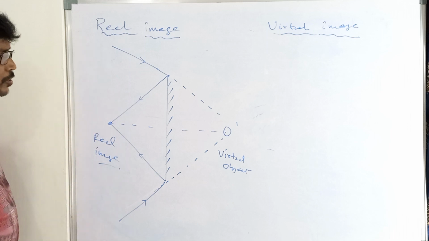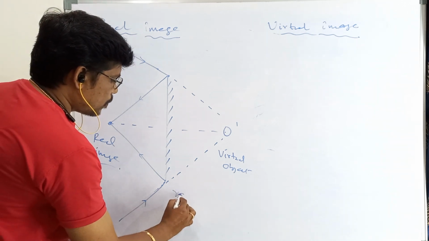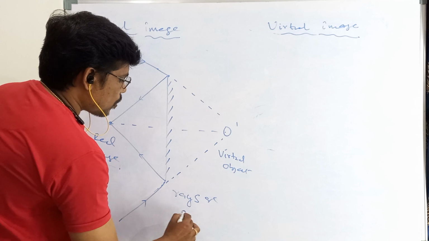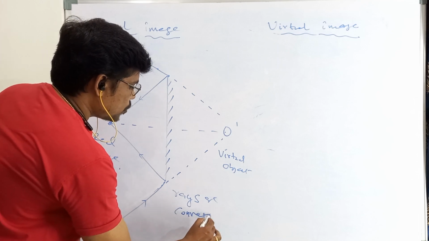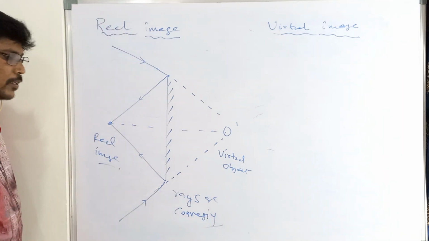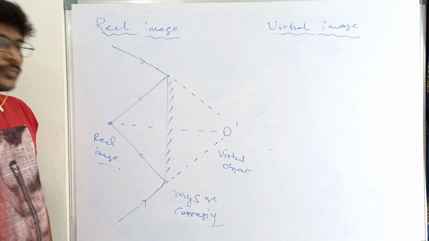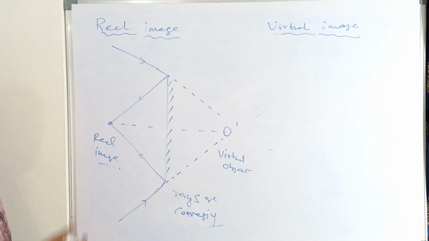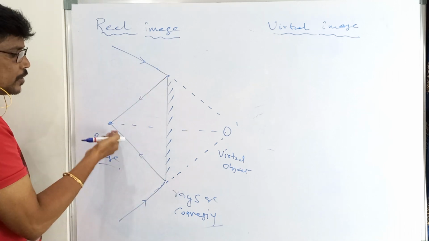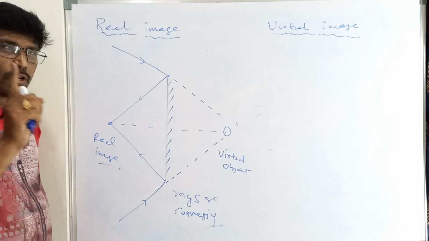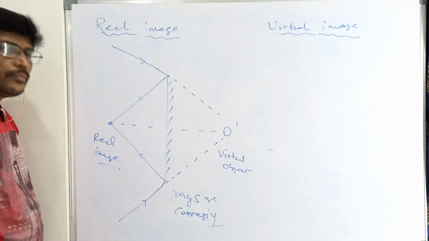So real image, the rays are converging. Real images are formed when the rays are converging. You get the real image. See, the rays are converging here, so you get a real image. I hope you understand how a real image is formed.